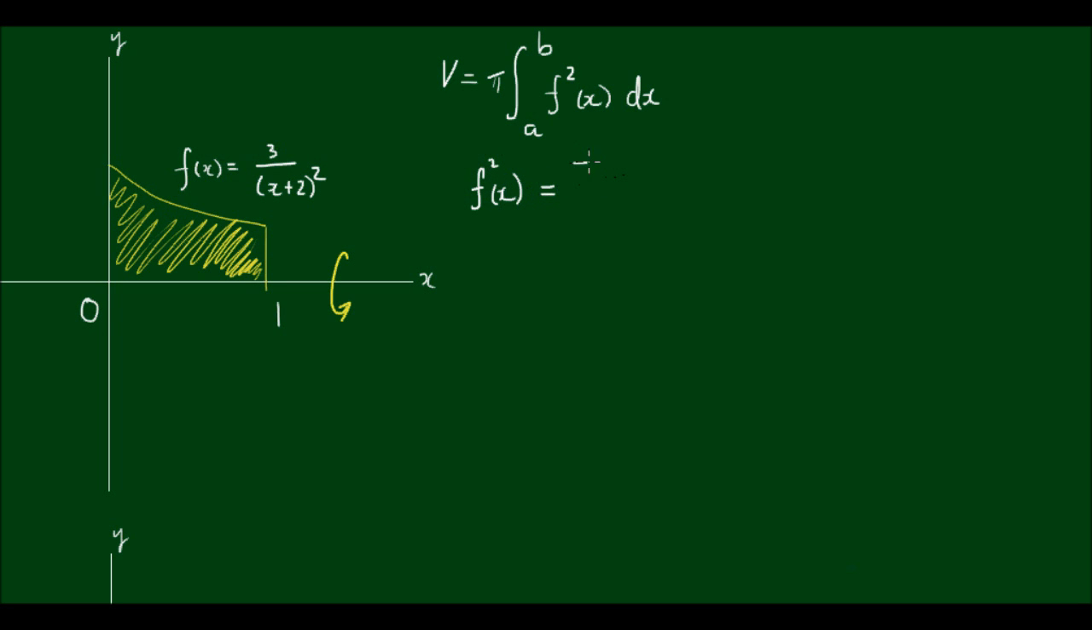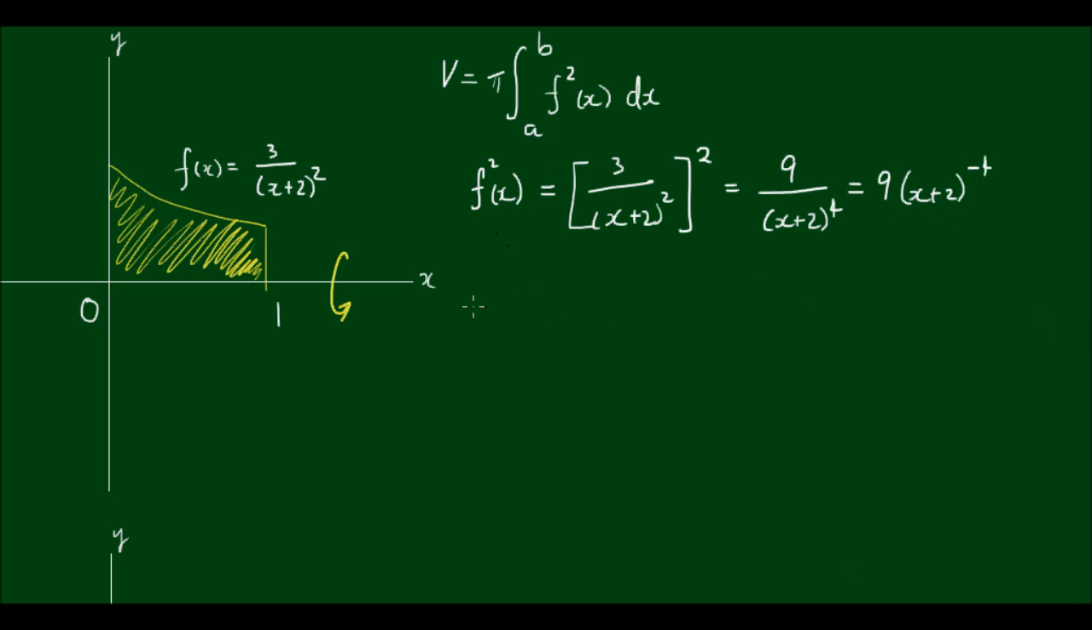So effectively we're going to get 3 divided by (x plus 2) all squared, and we're going to square it, and we're going to get 9 divided by (x plus 2) to the fourth. And a better way of writing this for integration purposes, I believe, is to write it as 9 times (x plus 2) to the power of negative 4.